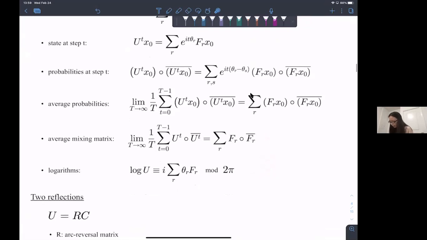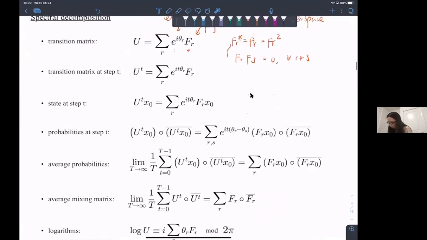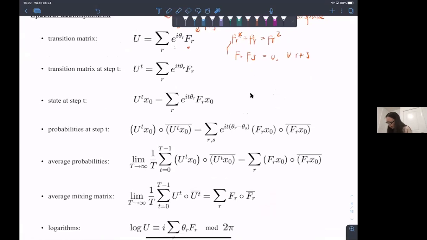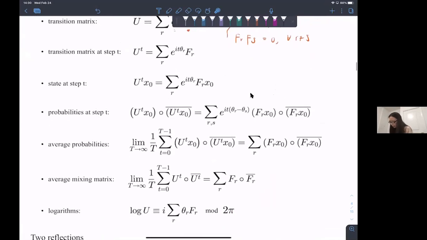In the end, I also want to mention something else. You can even take the logarithm of U, which is congruent to i times the angle theta r times Fr modulo 2 pi. So there are many different choices for the logarithm. And I will mention why we are interested in this later.